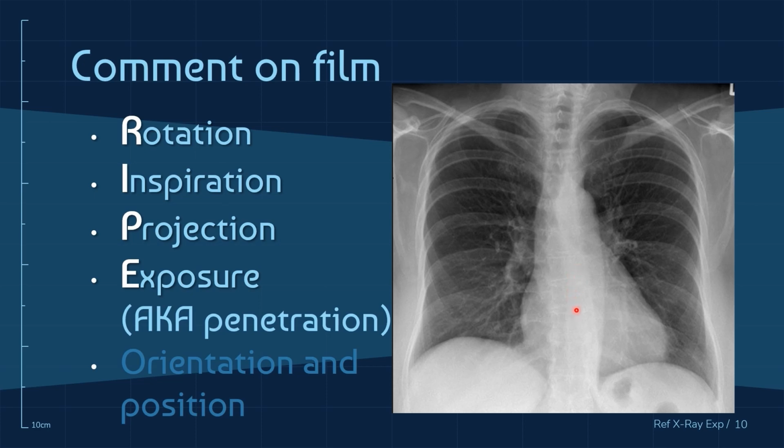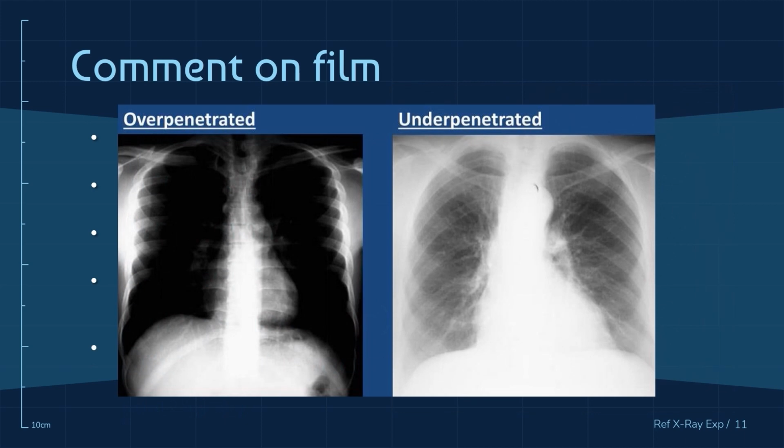They should be barely visible behind the heart shadow. So you can barely see the vertebral bodies and the intervertebral discs. In case they were very obviously visible, then that means that the film is over-penetrated. Likewise, if they were not visible at all, and you can't tell any shadows, then that means it is under-penetrated.